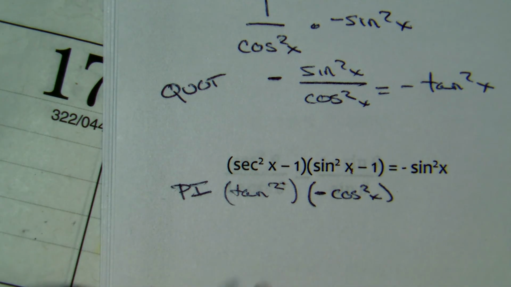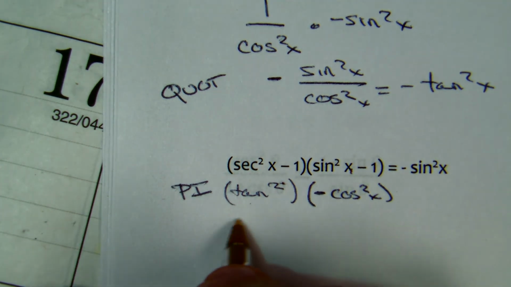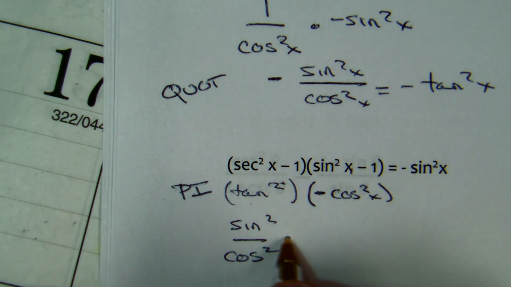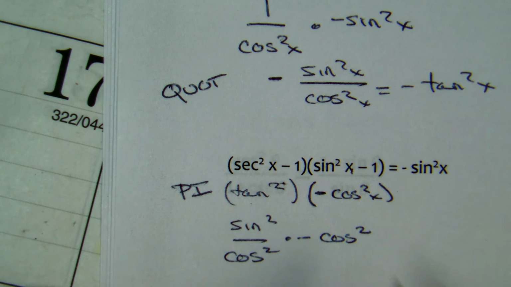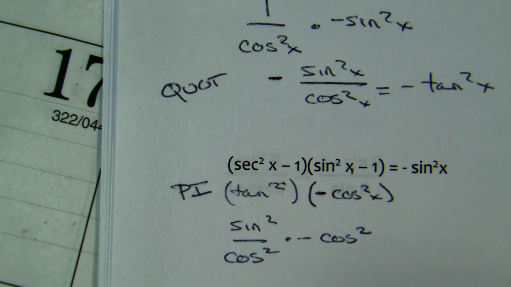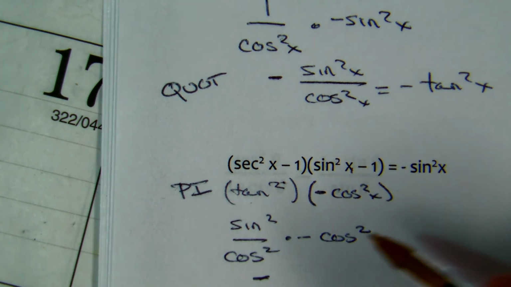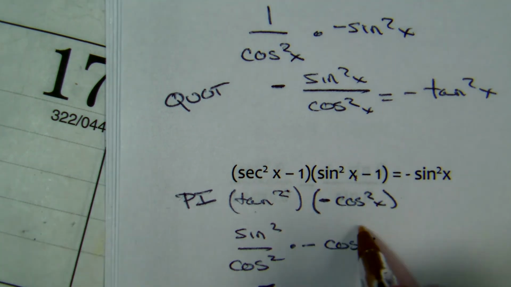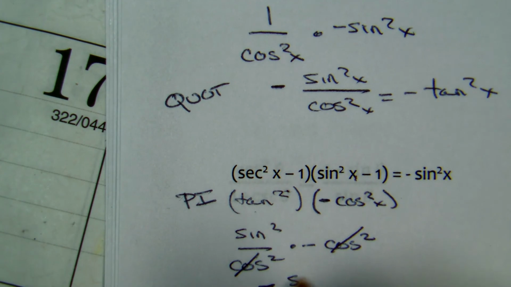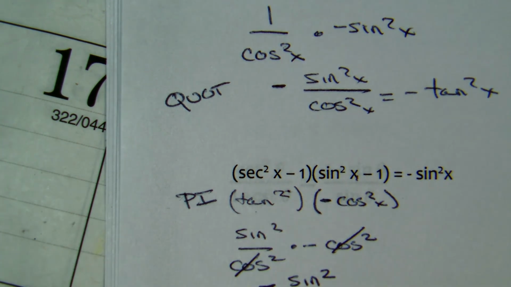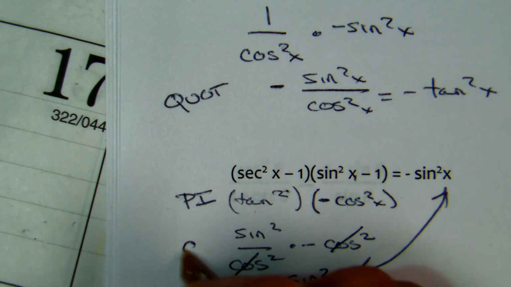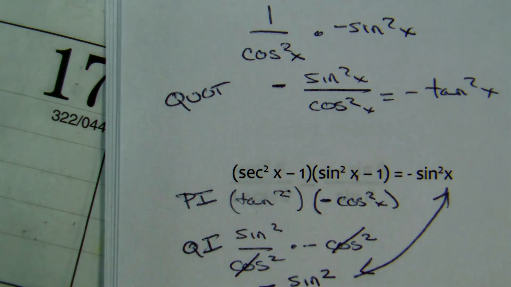I would then use quotient identities. That tangent squared is sine squared over cosine squared. Negative times a positive makes your final answer negative. Okay? Cosine squareds cancel out, and I got negative sine squared, which is equal to that, so I'm good to go. So I use the quotient identity to get that one.